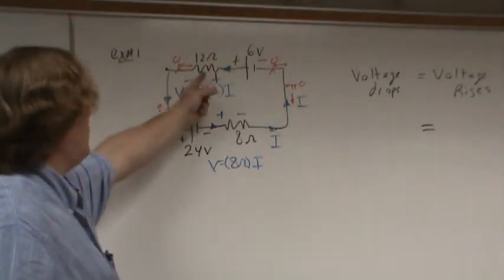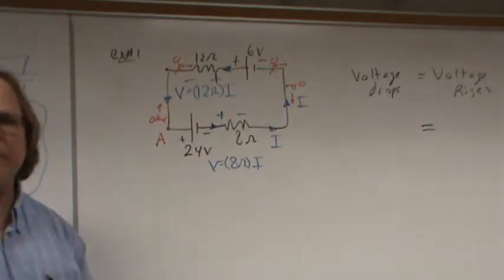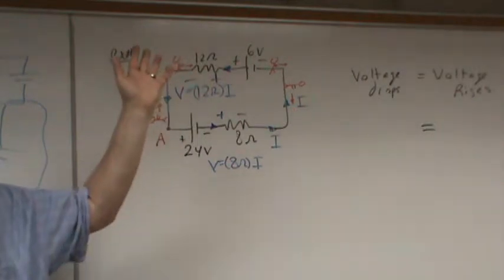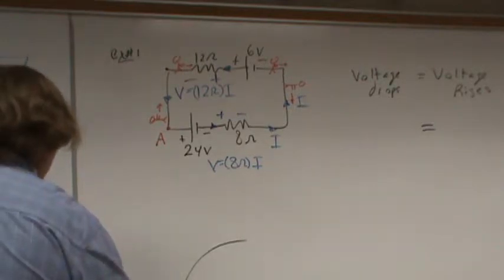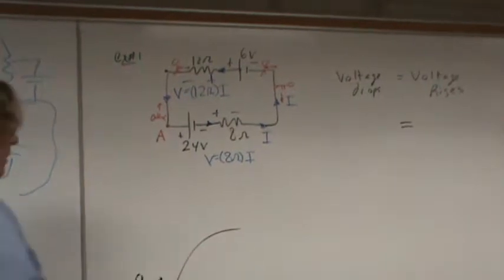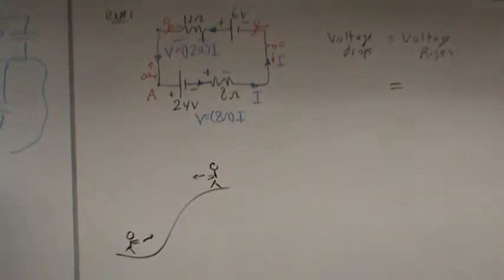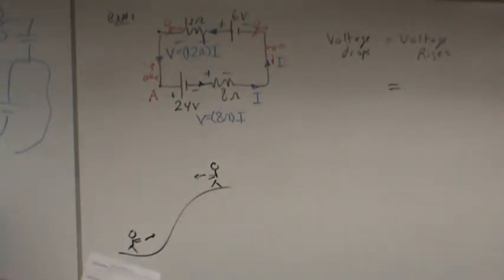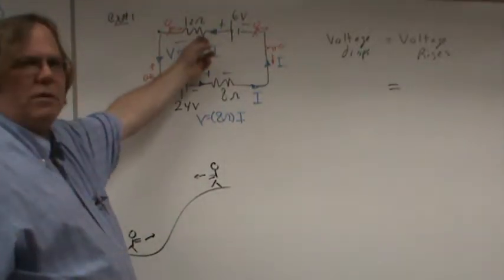Tell me, is this a voltage drop or a voltage rise as he's going from left to right? A voltage rise. How many people say it's a voltage rise? Hey, good for you guys. I want to remind you, if you've got a hill and you've got a man walking this way, he's going to say, hey, that's a rise. This guy, if he's walking this way, he's going to say, no, it's a fall. Well, they're both right. It just depends what direction you're coming from, right? Well, it's the same thing here. If he's going from negative to positive, that's a voltage rise.